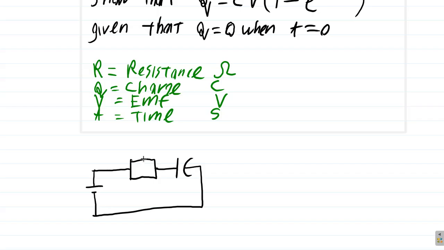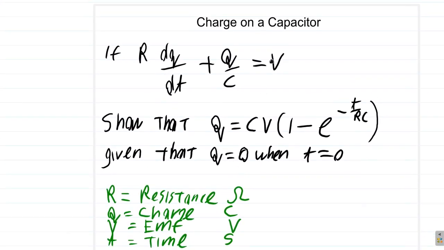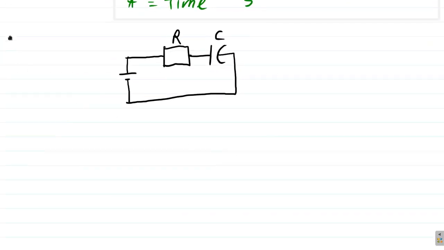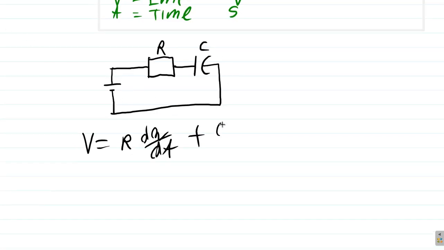So this is the resistor R and the capacitor C. Now, here, this is V. Let's rewrite this formula. V is equal to R dq by dt plus Q divided by C.